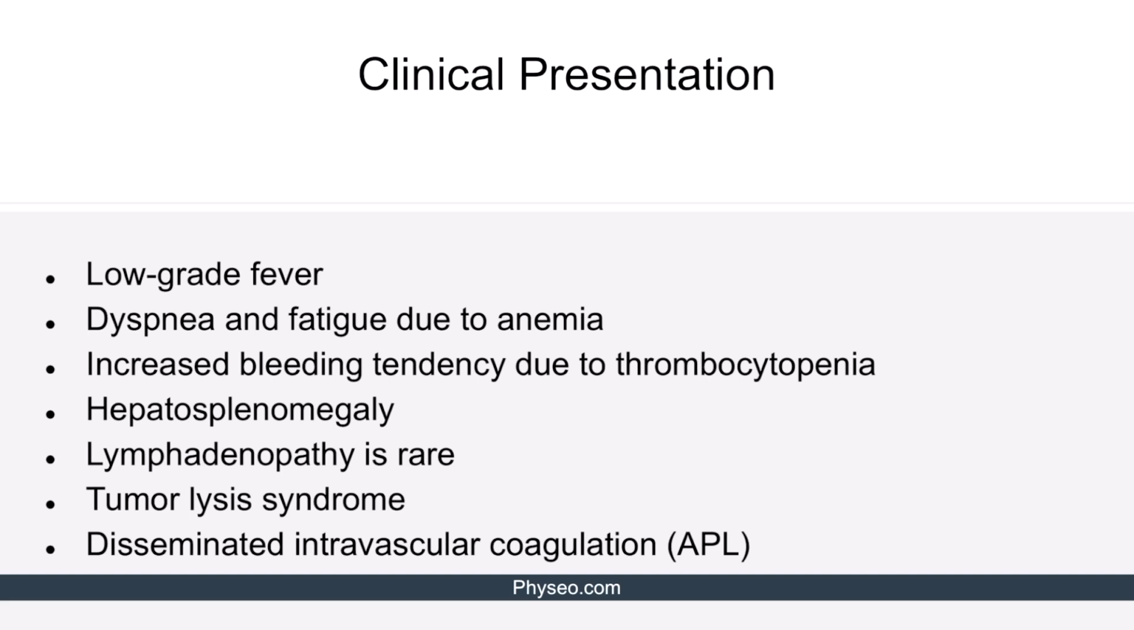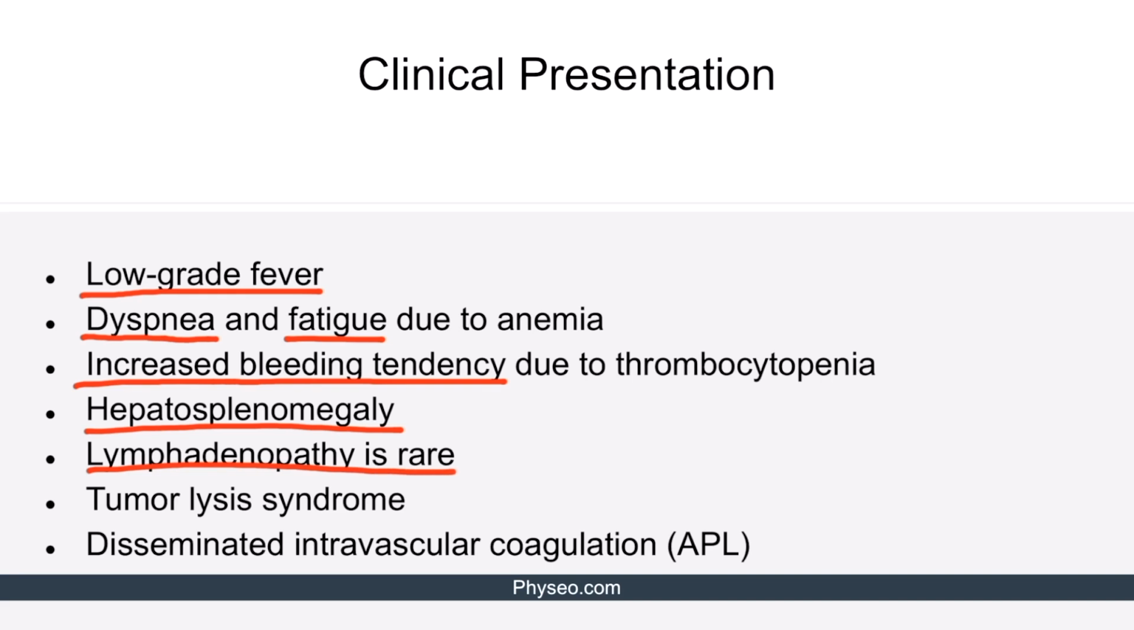Starting slide 18. All right, let's talk about the clinical presentation of AML. As you can see, the clinical features are not much different from the ones of ALL. AML can present with a fever due to a generalized inflammatory state. It can also be accompanied by dyspnea and fatigue due to anemia, as well as an increased bleeding tendency due to thrombocytopenia. Patients commonly have hepatosplenomegaly, but lymphadenopathy is rare compared to ALL.